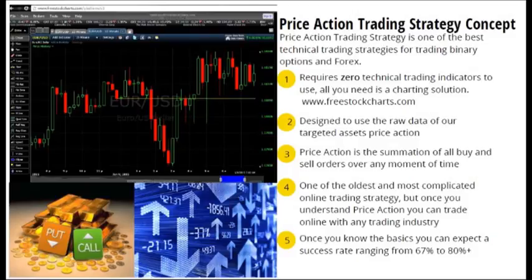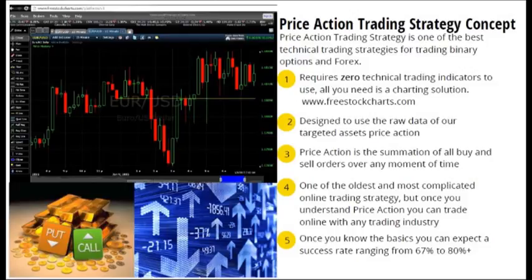It's designed to use the raw data of our targeted assets. Price action is actually not really that complicated of a term, I guess, but it's just the summation of all buy and sell orders over any moment of time. This can be from 1 second all the way up to almost infinity, basically. It has to be an obtainable time frame, and infinity is not, so that's why I'm saying almost infinity. It could be over 1 second, it could be over 5 minutes, 10, 15. It doesn't really matter there.